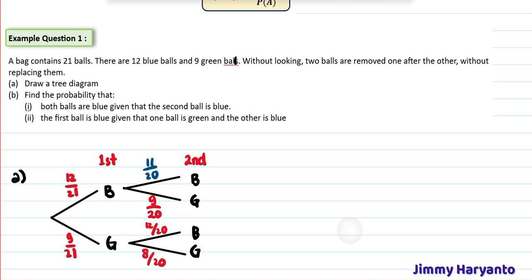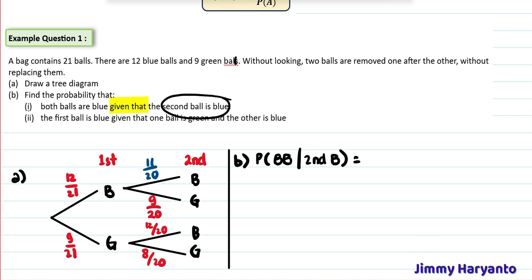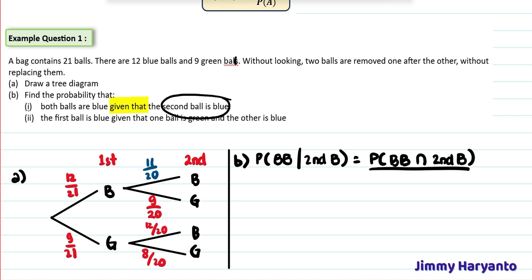And then we have to answer question B. For question B, find the probability that both balls are blue given that... So the keyword is given that. When you see given that, you have to use the formula. So what is the formula? P(both balls are blue, that means BB, slash the second ball is blue). So the second ball is blue. This is how you translate the sentence. And then you only have to input it into the formula. The formula says the intersection, the second blue, divided by the probability of the second blue.